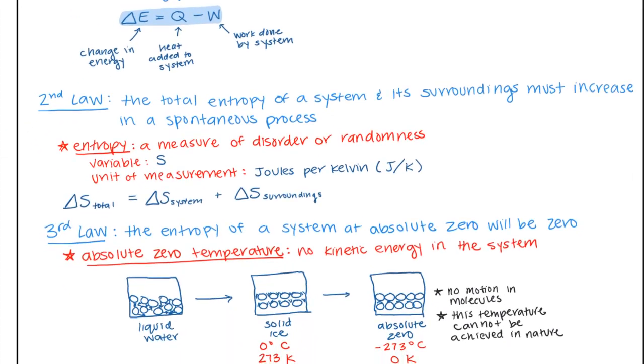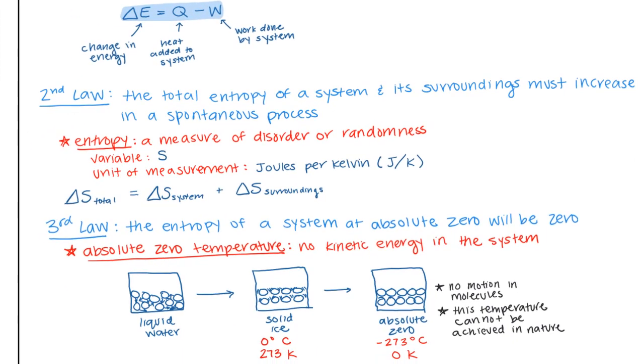Now, our second law of thermodynamics introduces a new concept, which we call entropy. So our second law states that the total entropy of a system and its surroundings must increase in a spontaneous process. So I want you all to think of what spontaneous means. And that's really what we're talking about when we think of a spontaneous process that occurs in nature.